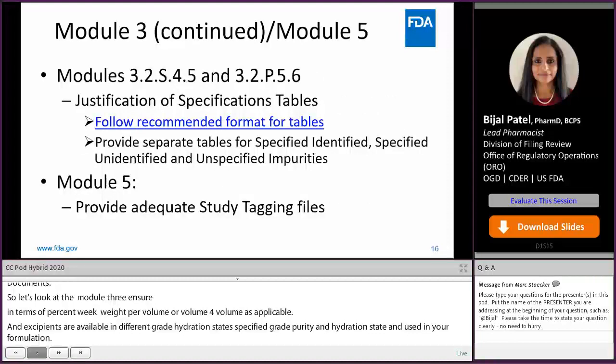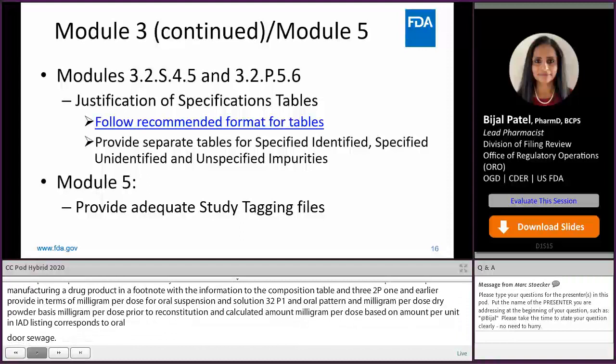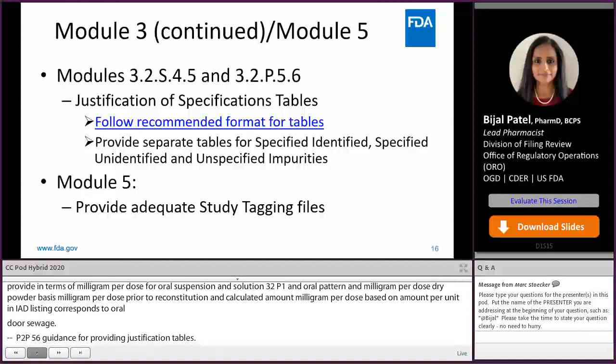Lastly, for Module 3.2.S.4.5 and 3.2.P.5.6, follow the guidance recommended format for providing justification of specification tables. Also, provide each table for specified identified, specified unidentified, and unspecified impurities separately. The only point I want to mention about Module 5 is to ensure adequate study tagging files are provided.